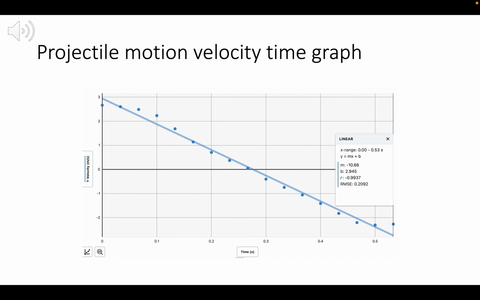So now we will be looking at the velocity time graph for the y-axis. Firstly, we can see that there is a constant acceleration. Looking at the slope or the m value, we can see that the y has a constant acceleration of negative 10.66 meters per second squared.